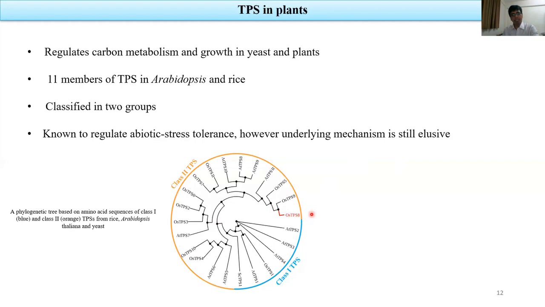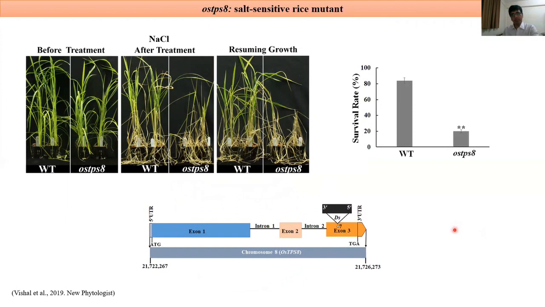So this is the salt-sensitive phenotype of this mutant. How we did the salt treatment is, we used a hydroponic setup. This is the setup you could see before treatment. The left is wild type, the right is the mutant. And then we treated this in hydroponic solution with 100 millimolar NaCl for 3 weeks. You could see the effect of the salt treatment in the mutant compared to wild type is a drastic reduction in the green vegetative tissue in the mutant. After that, we transferred the treated plants to a recovery tank without salt, and then we observed the survival rate.